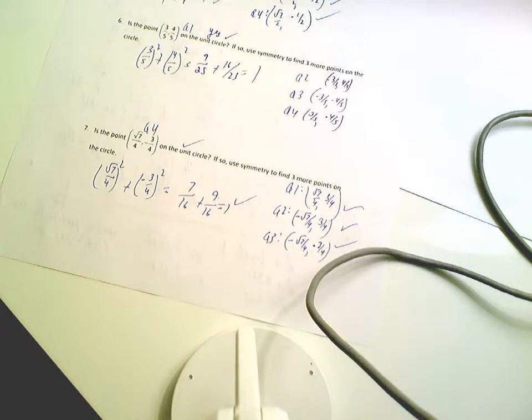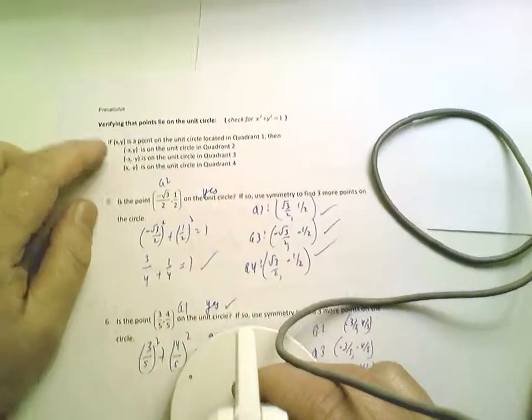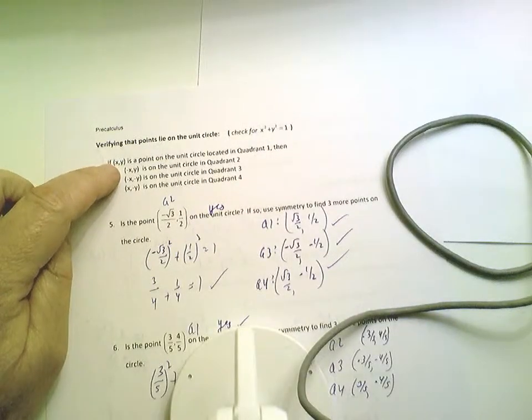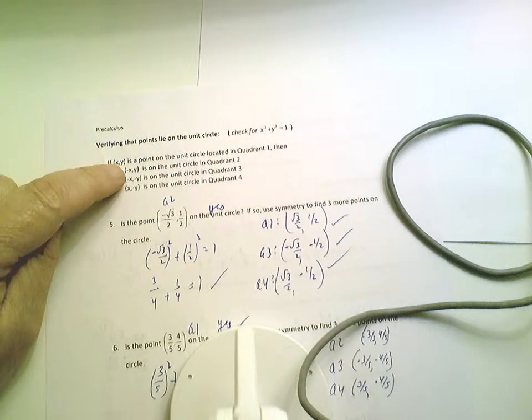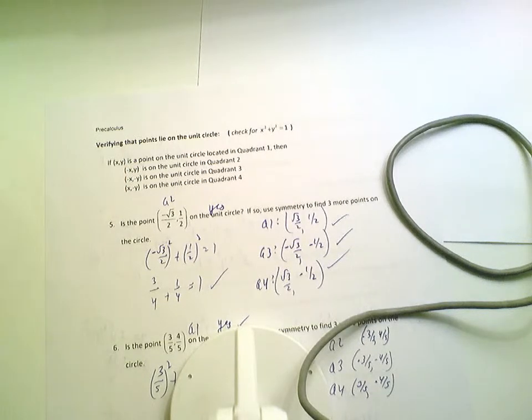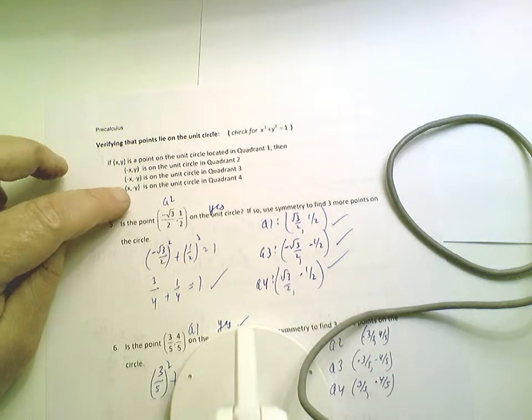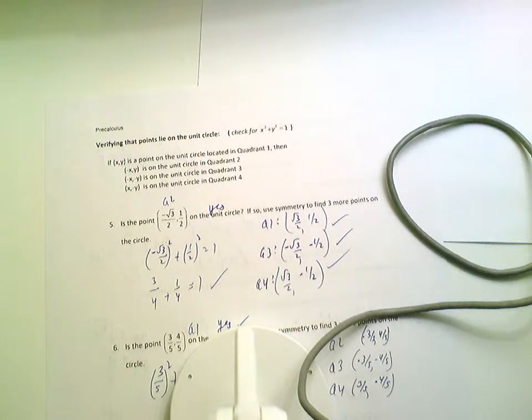So let me repeat that. I apologize, and we'll go ahead right back up here. (x, y), first point, quadrant 1. (Negative x, y) will be located in quadrant 2. (Negative x, negative y), located in quadrant 3. (x, negative y), located in quadrant 4.